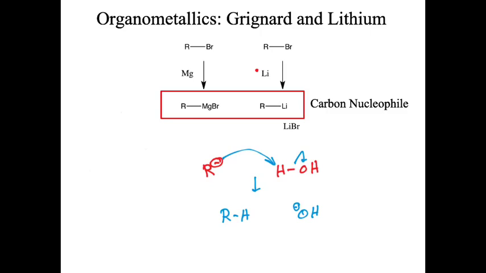Which means when we run the reaction, we have to really limit the presence of acidic hydrogens. If there's anything acidic, we get an acid-base reaction. And what happened to my Grignard? It turned into just an alkane.